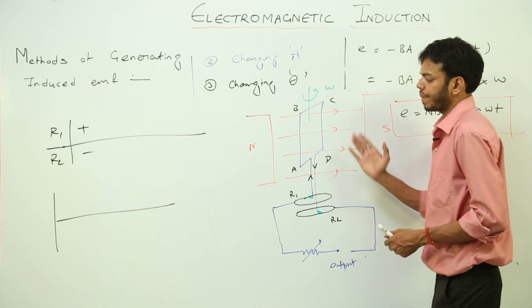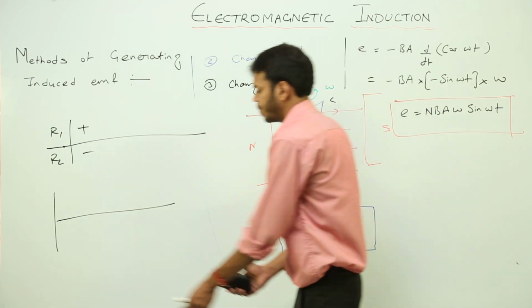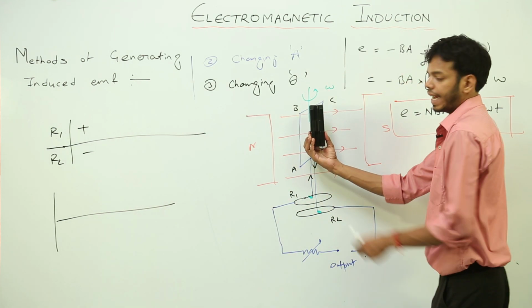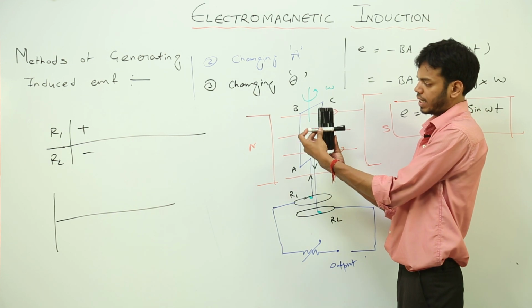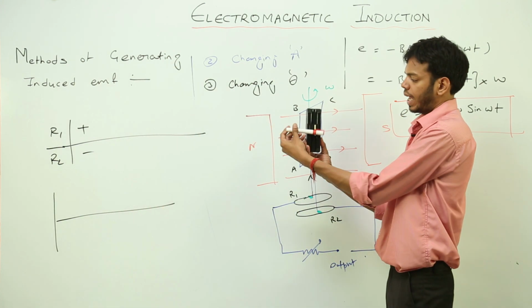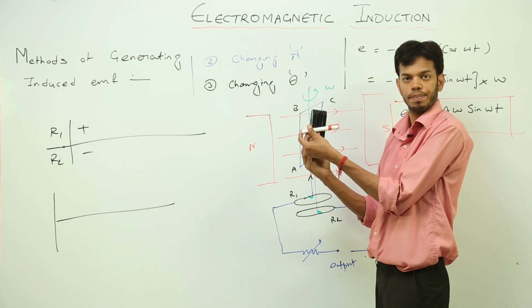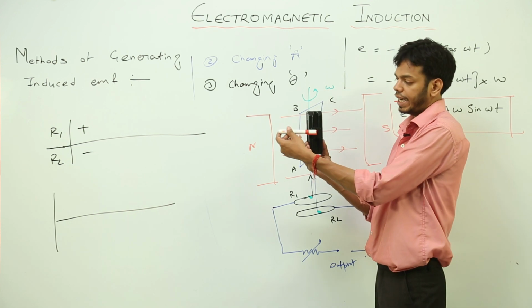One more thing. Initially our loop, I don't have any loop here. Let's say this is my loop. This is a current carrying loop. Initially the magnetic field is going like this, and the loop is also in the same direction, in the plane. There are zero lines passing through this loop.